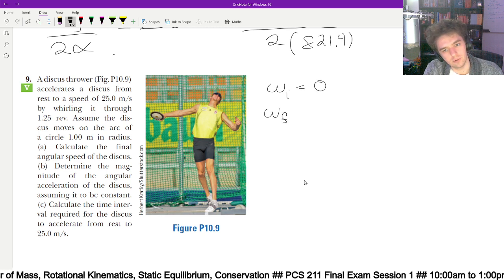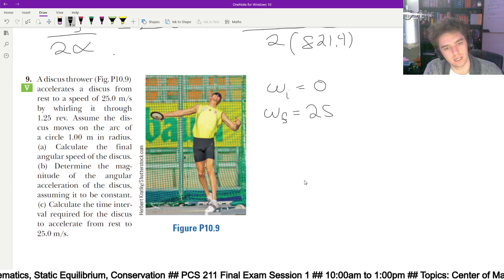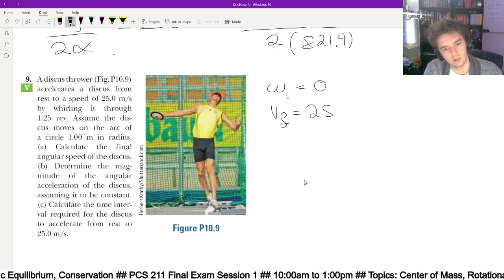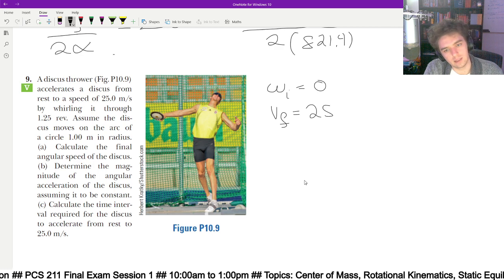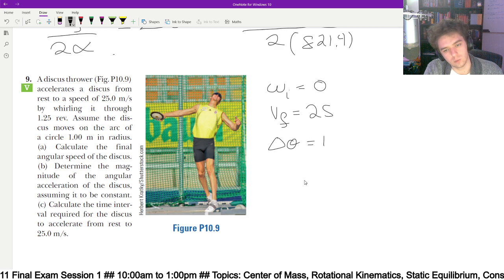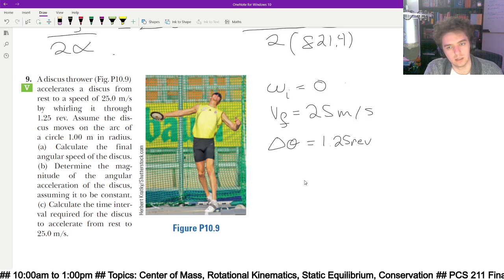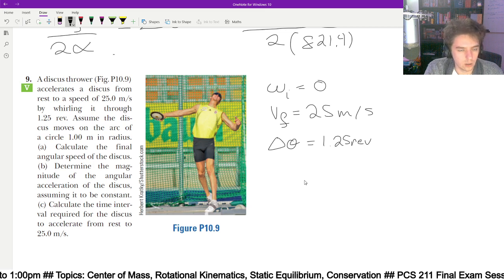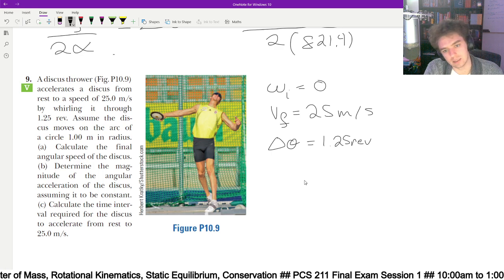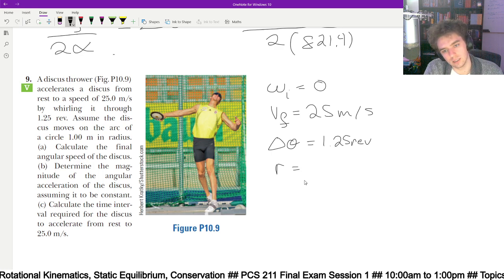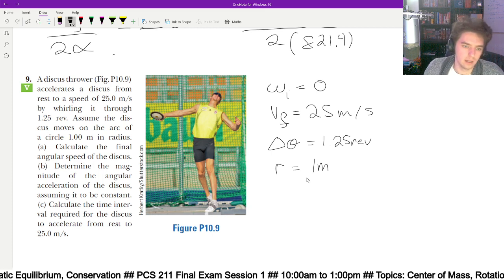Omega f equals 25. Not omega f, sorry, meters per second. So it's actually just our vf, our final speed. By whirling it through, delta theta is 1.25 revolutions. Okay, this is meters per second. This, with nothing, is 0. So assume the discus moves on the arc of a circle 1 meter in radius. So r of the circle is 1 meter. So calculate the final angular speed of the discus.